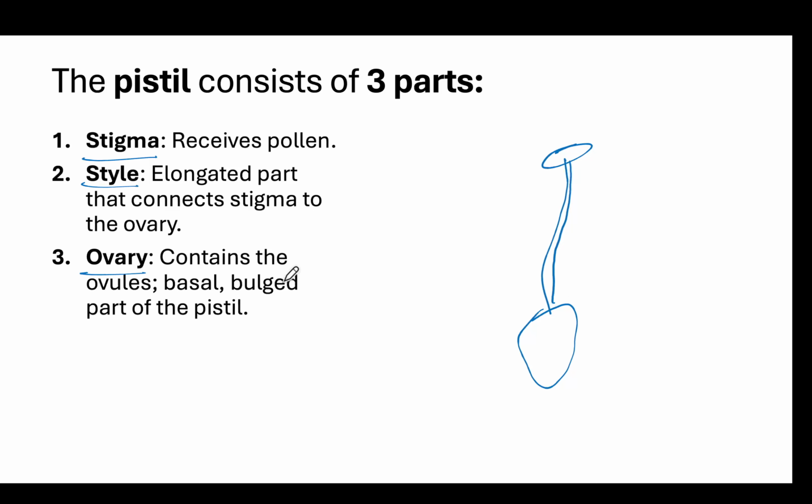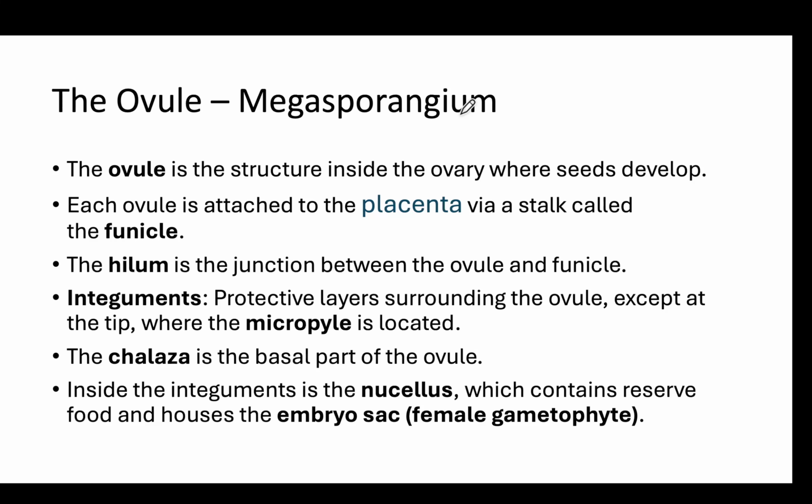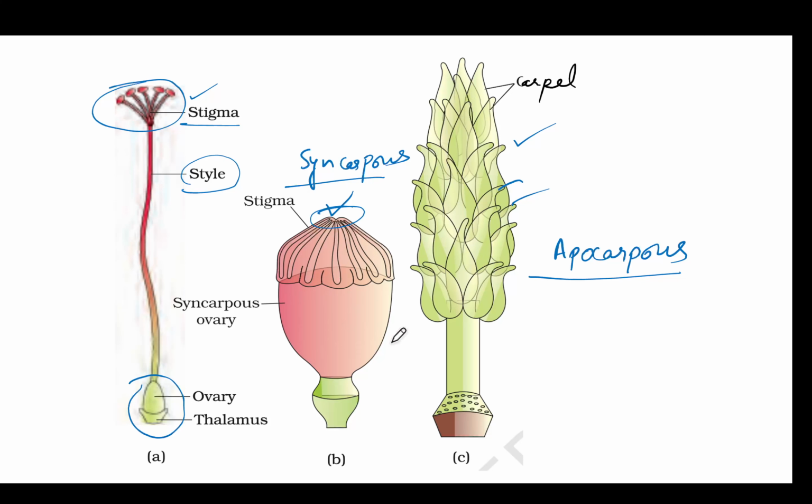Clear? Now, what is there inside the ovary? Inside the ovary there are ovules. And this ovule helps in the formation of the female gametophyte. Clear? Now let's come to the structure of the ovule. For this, first we should clearly know that the ovule is present inside the ovary. Ovary is a part of pistil. Pistil contains three parts.